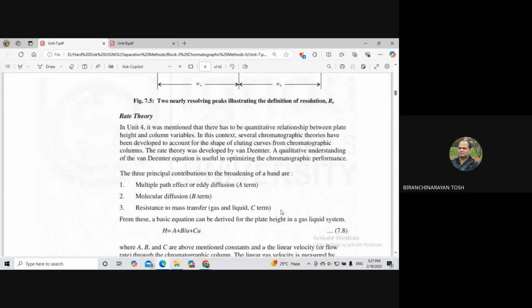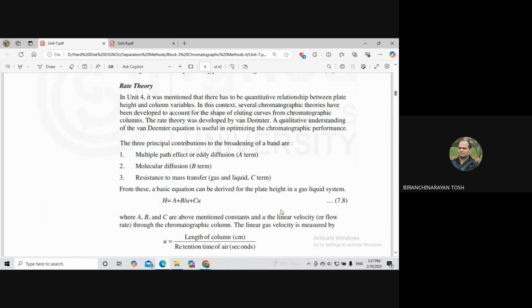Now we come to the rate theory. It has been mentioned that there has to be a quantitative relationship between plate height and column variables. In this context, several chromatographic theories have been developed, one of which is the rate theory.